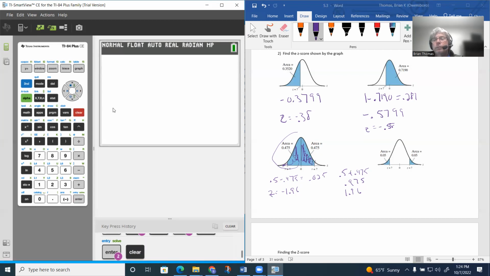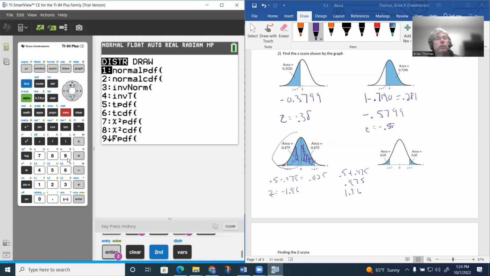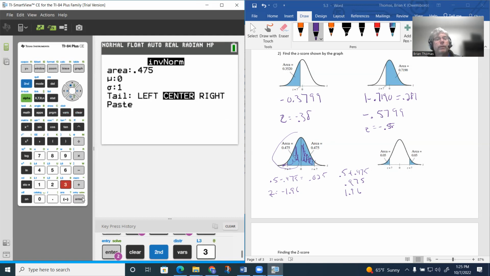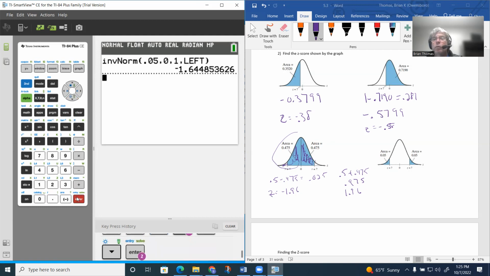So the last one, again, if we find this first z-score, that's what we want, is the tails to the left, if you will. So if we use our inverse normal there, we can just go straight into that to find that z-score. So go back to distribution number 3, and we want to type in that 0.05. That number looks familiar too, that 0.05. And again, we want that left tail. And that's going to give me negative 1.64.